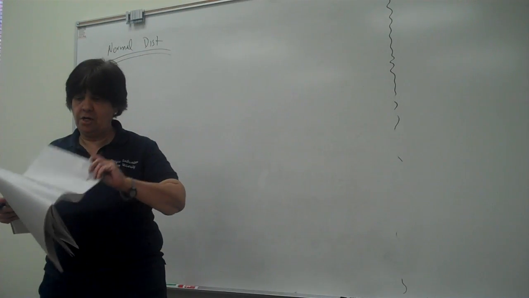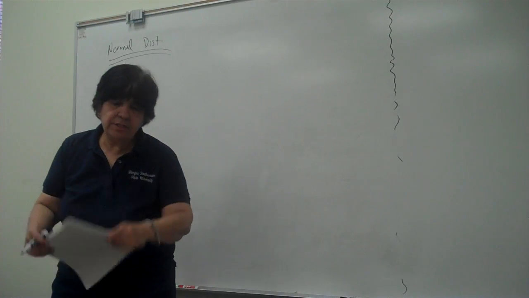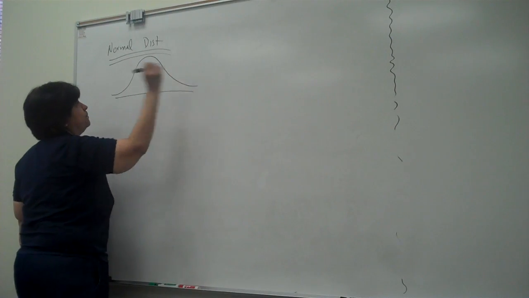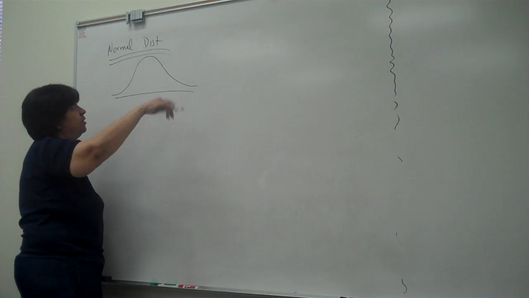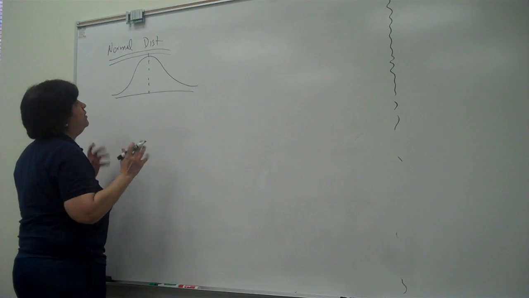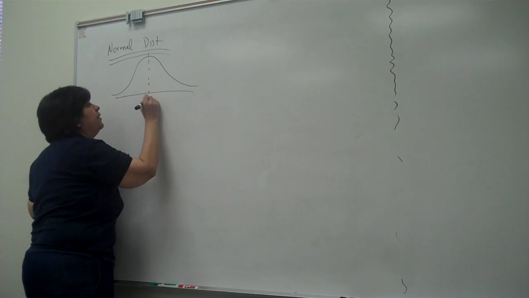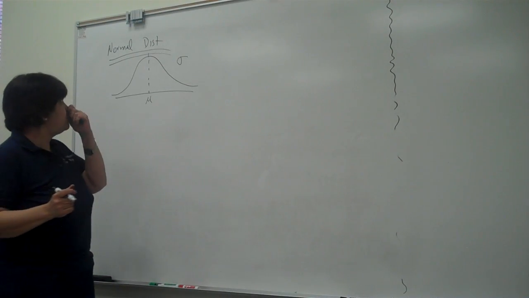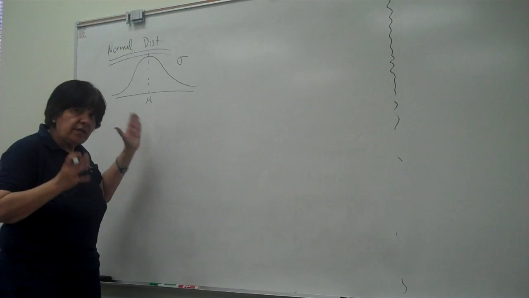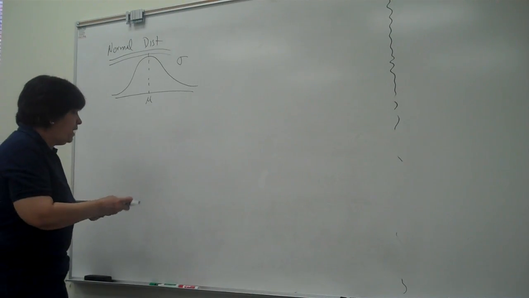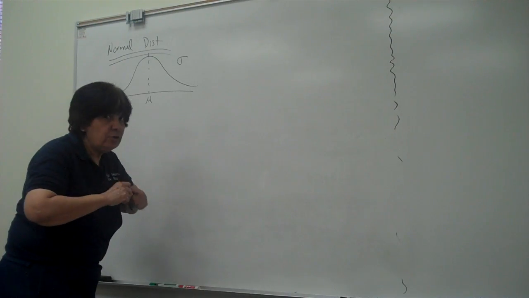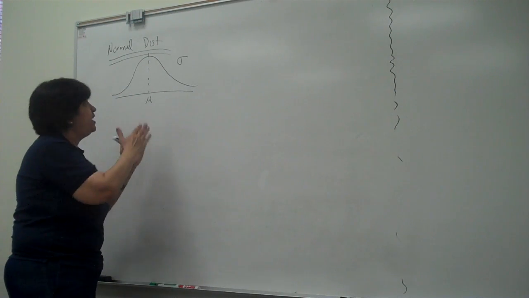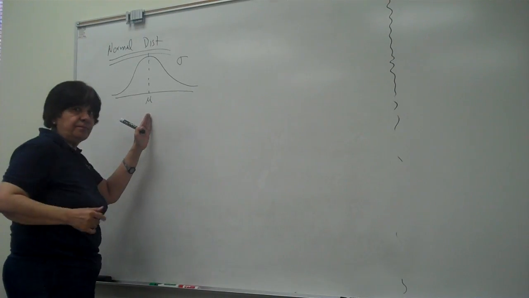Normal distribution. The normal distribution is what is called a bell-shaped distribution. This distribution has a mean that is mu and a standard deviation that is equal to sigma. The characteristic of the normal distribution is that it is a symmetrical distribution. It means that if we fold it, it is exactly the same this way and this way.